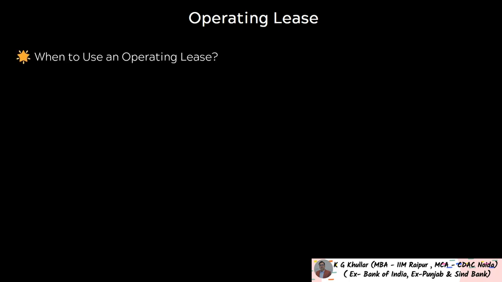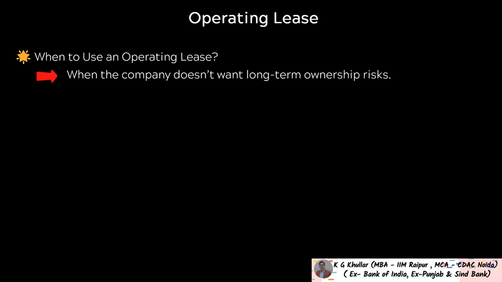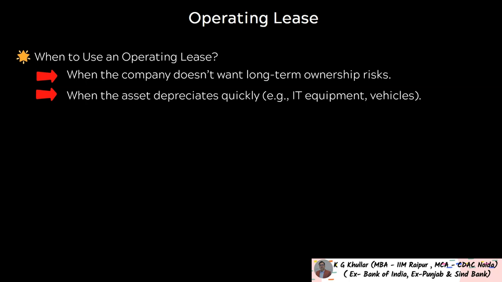Now the first scenario can be when the company doesn't want long-term ownership risk. Second is when the asset depreciates quickly, for example IT equipment, vehicles. And lastly, when frequent upgrades are required. Then the next type of lease is finance lease, which is also known as capital lease.